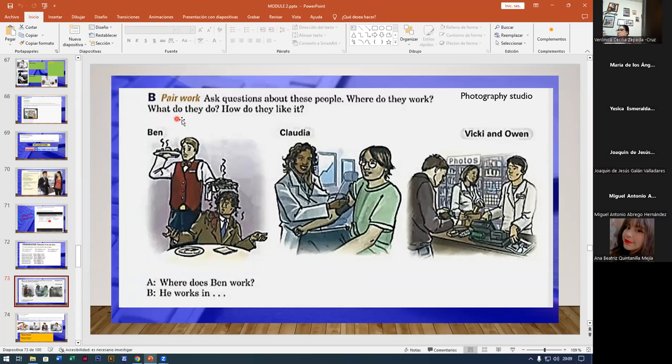Another one is, what do they do? What does this mean? They investigate the profession or the occupation of the person. For example, if we ask about Ben, we have here three characters. We have Ben, Claudia, and we have Vicky and Owen. Tell me about Ben. What does he do? What does Ben do?